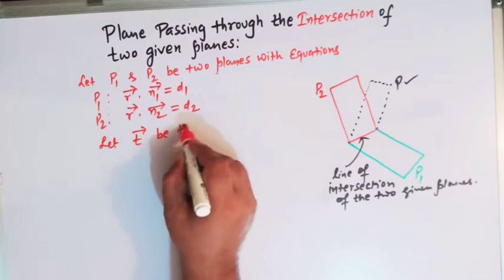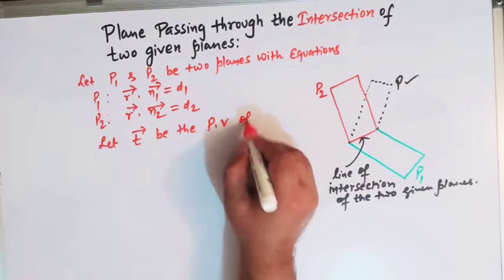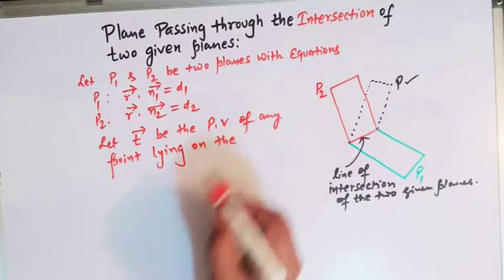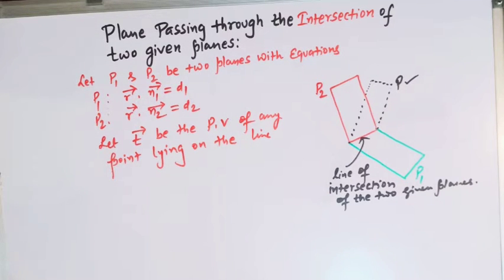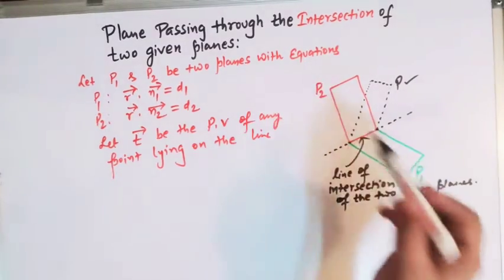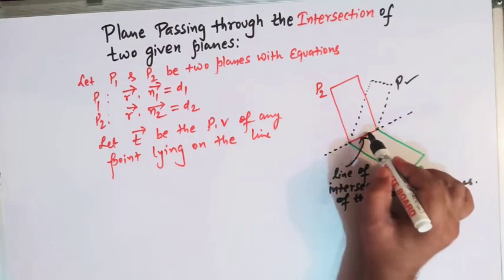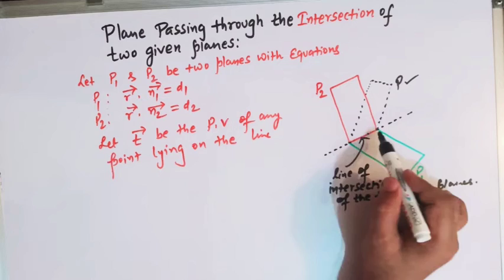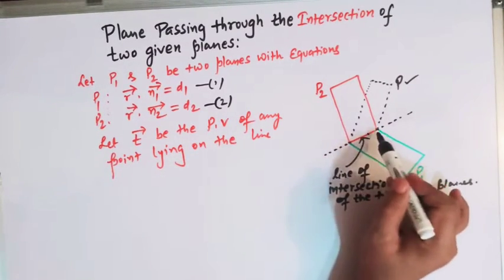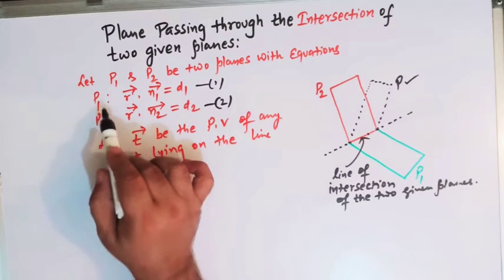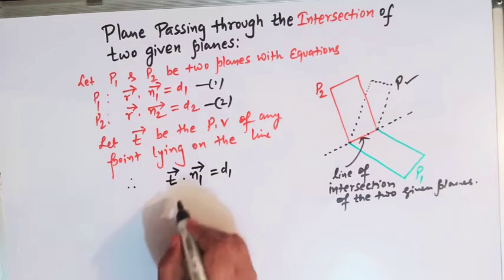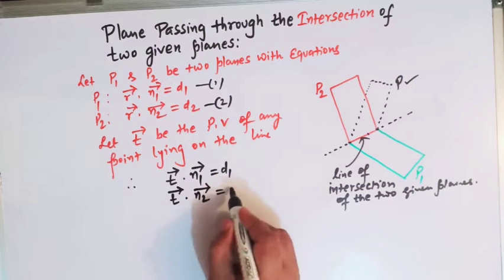Now let t be the position vector of any point lying on the line of intersection of these two given planes. So here this is the line of intersection of these two planes, and suppose t is the position vector of any point which lies on this line. Right? Since t is the position vector of a point lying on this line, this vector must satisfy these two equations. So we can write vector t dot vector n1 is equal to d1, and vector t dot vector n2 is equal to d2.